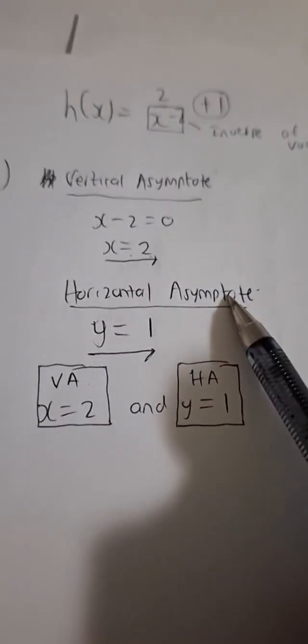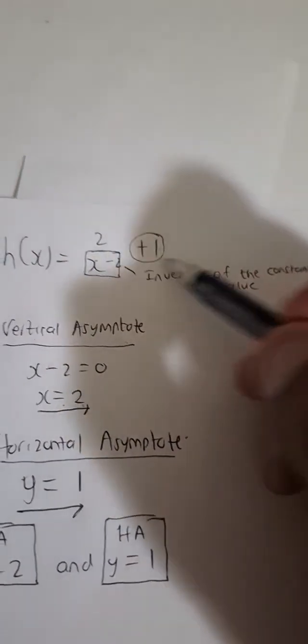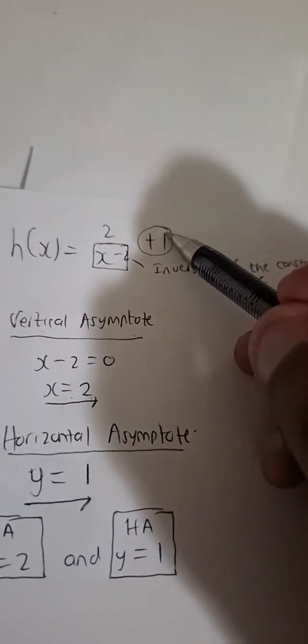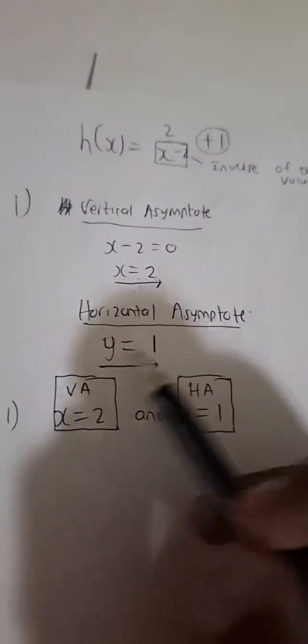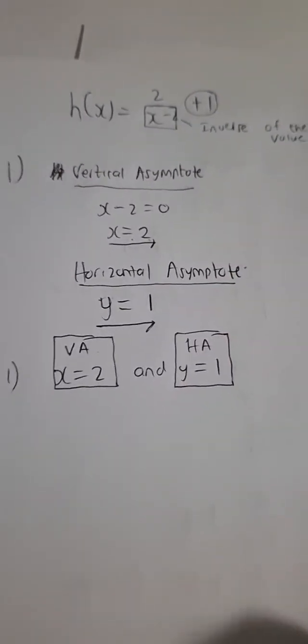The horizontal asymptote is the q value as it is. This constant term, that is a standalone term, as it is, y is equal to 1. That is the equation of the horizontal asymptote. I hope we are together there. Let's move to the next question.